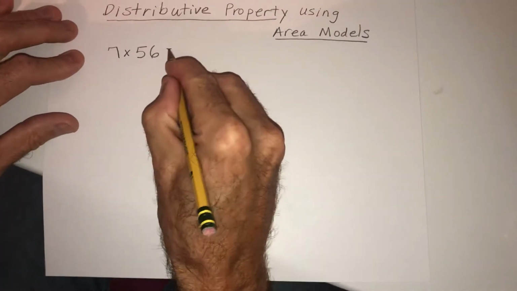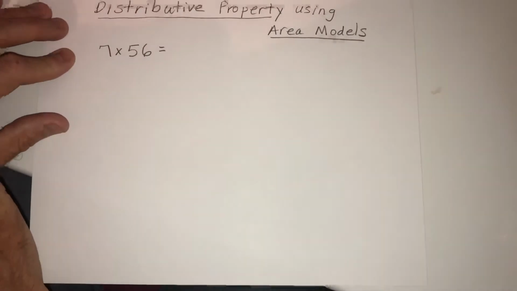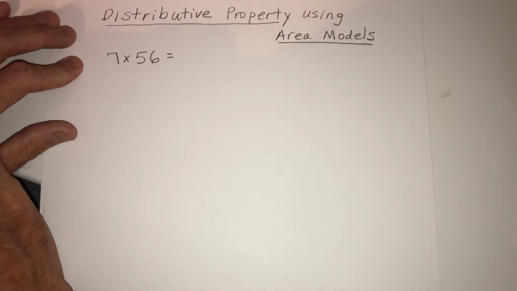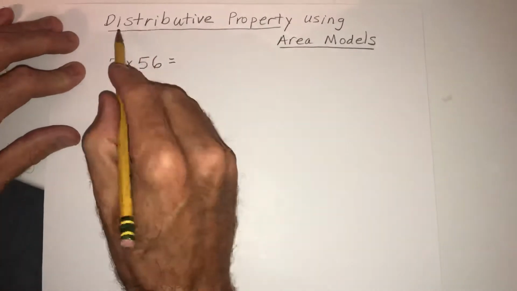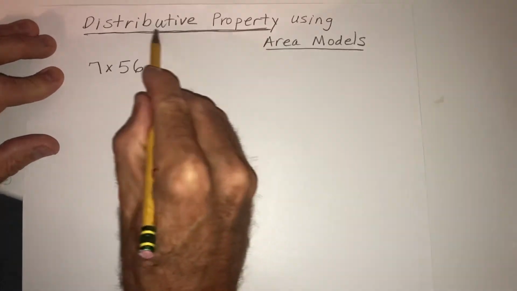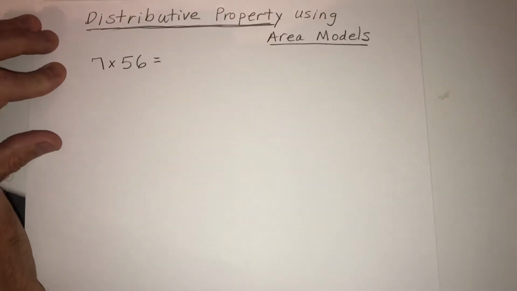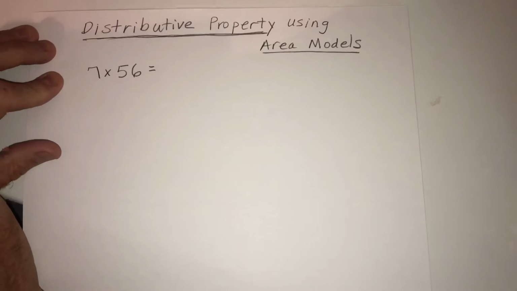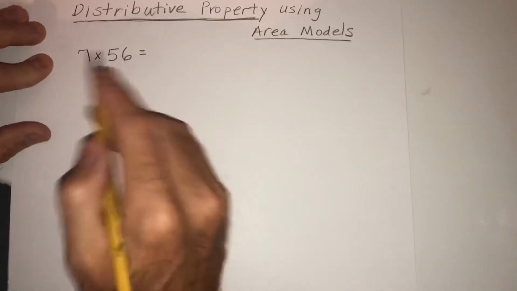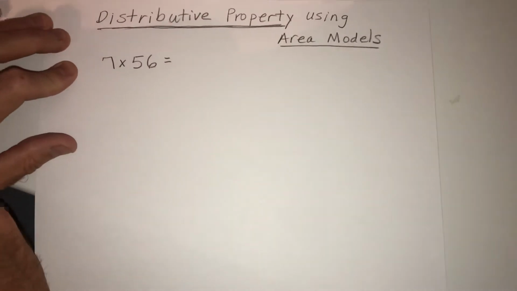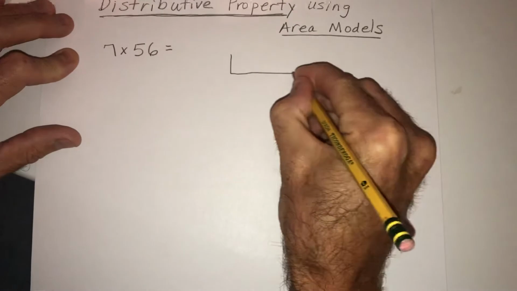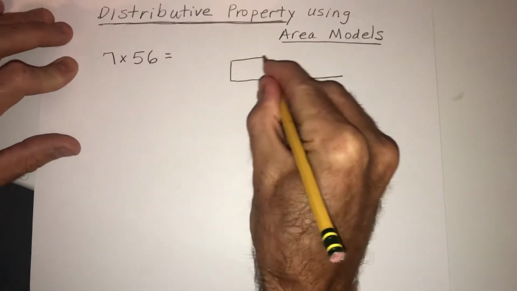What we really need to do is think about an easier way to multiply 7 times 56 by breaking it apart. Breaking it apart is basically what the distributive property is, okay? Area models show partial products by breaking the problem apart. So how would I show an area model? Well, for this problem, I would simply draw a long rectangle.